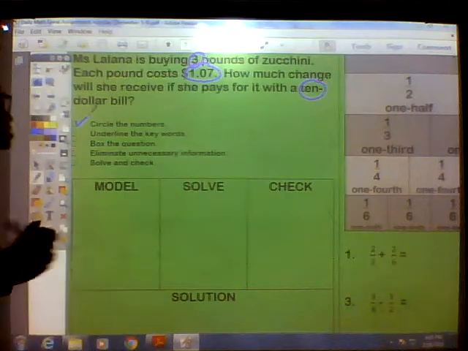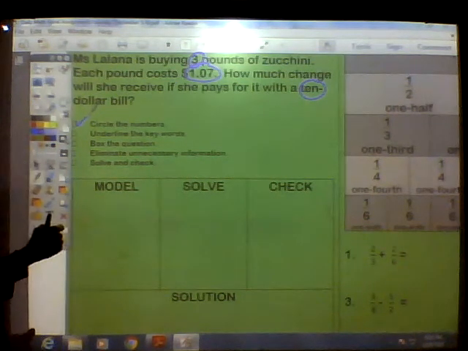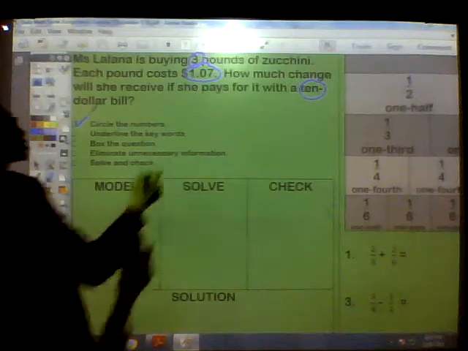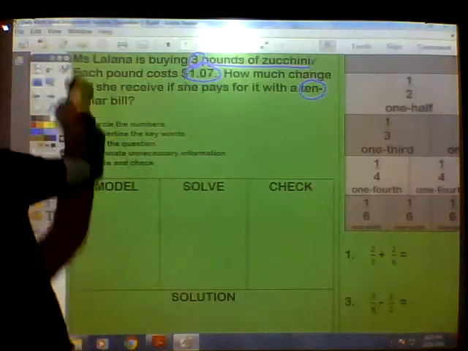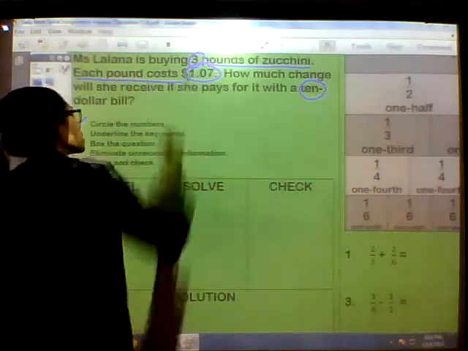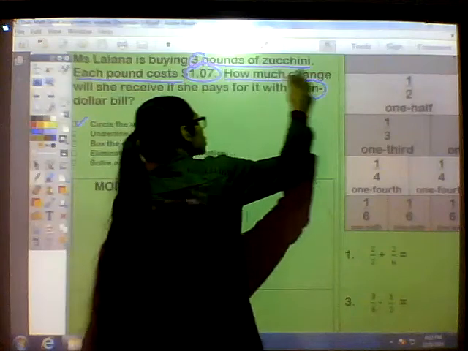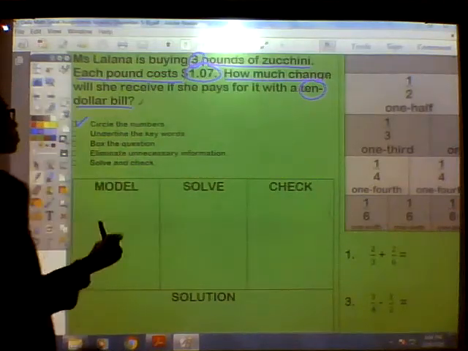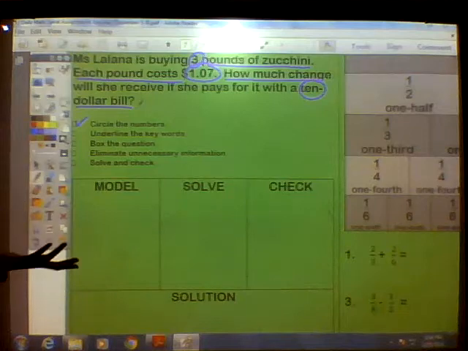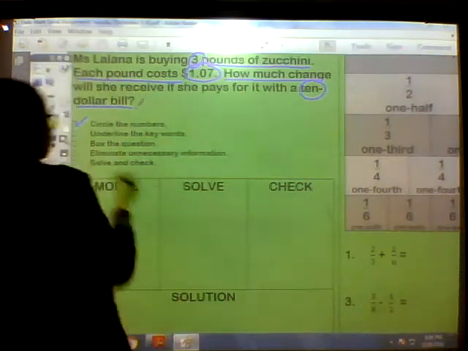The next step is the U step. Underline the keywords. What keywords do we have? 3 pounds of zucchini. We can underline each pound cost. How much change? And you can do a $10 bill. If you found some other keywords, you can go ahead and underline those as well.